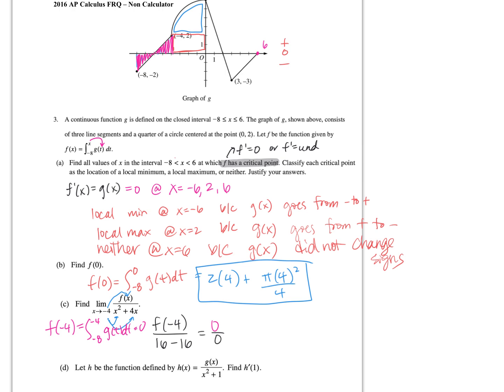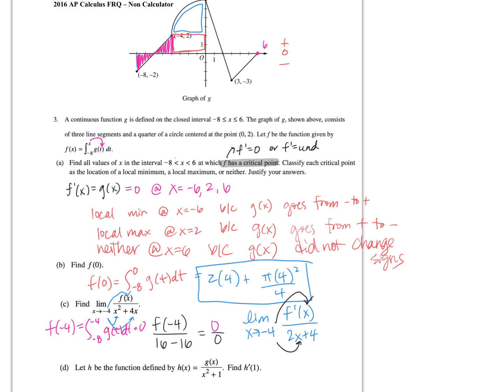As soon as you get a 0 over 0, you're like, oh man, we gotta do L'Hôpital's. L'Hôpital's says, just take the derivative of the top over the derivative of the bottom. You don't have to do quotient rule, you don't have to do anything. So L'Hôpital's just says, all right, I'm gonna find that limit as x approaches -4. What would the derivative of this top be? What's the derivative of f? F prime. What's the derivative of the bottom? 2x plus 4. And then you just plug in that x value again.